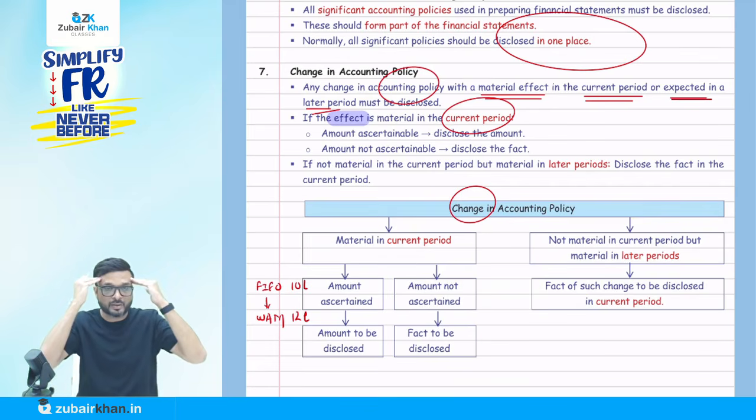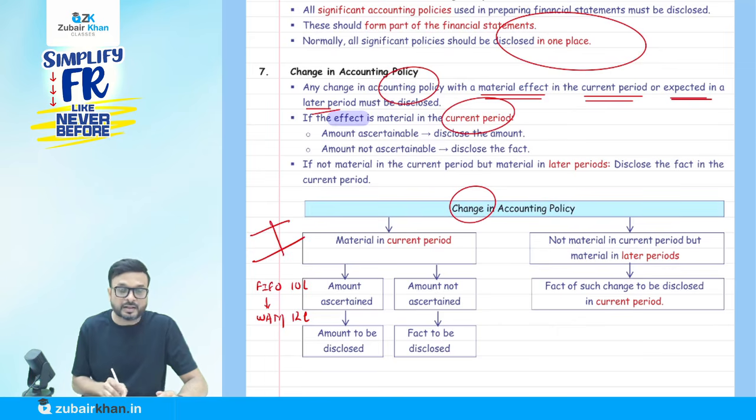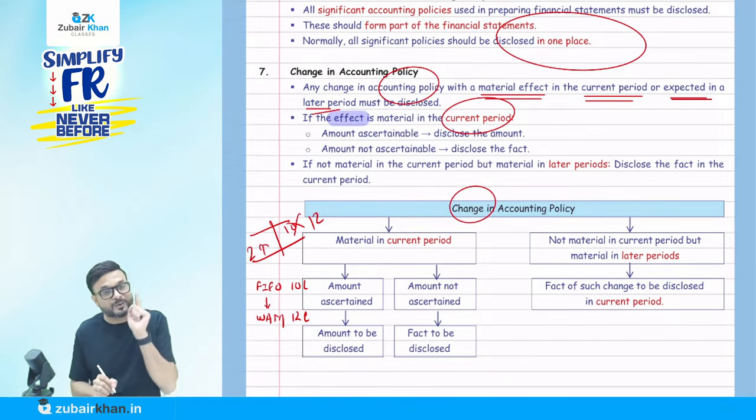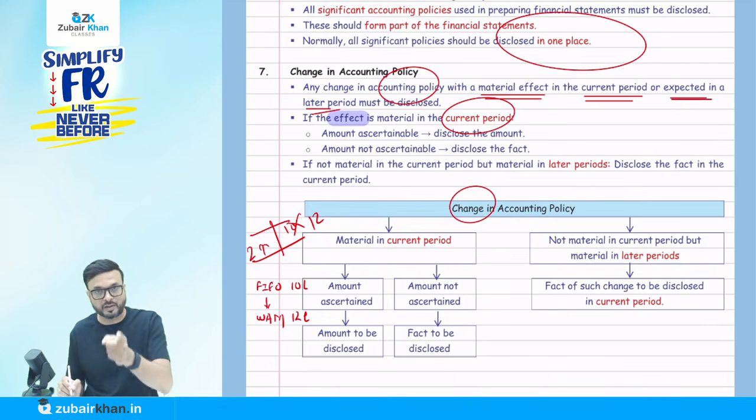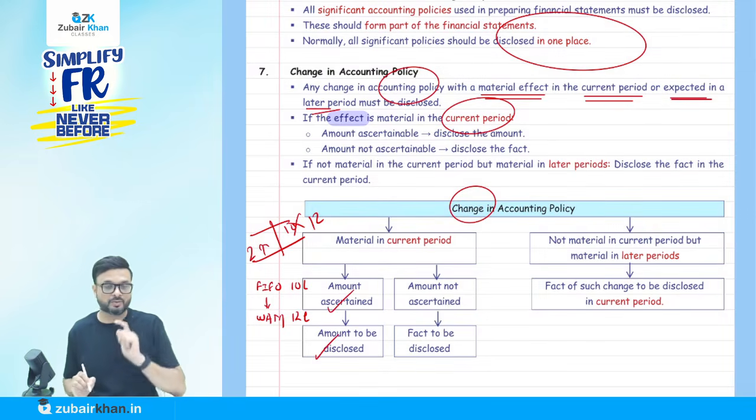Now imagine the P&L account in your mind, or the trading and P&L account. I'm telling you in T form so it will be easy for you to understand. This is my trading account. Instead of writing 10 as closing stock, I have to write 12. So my profit will also increase by 2. So we have to disclose that due to the change in accounting policy from FIFO to weighted average method, my profit is going to increase by 2 lakhs. If the amount can be ascertained, yes, it has to be disclosed.